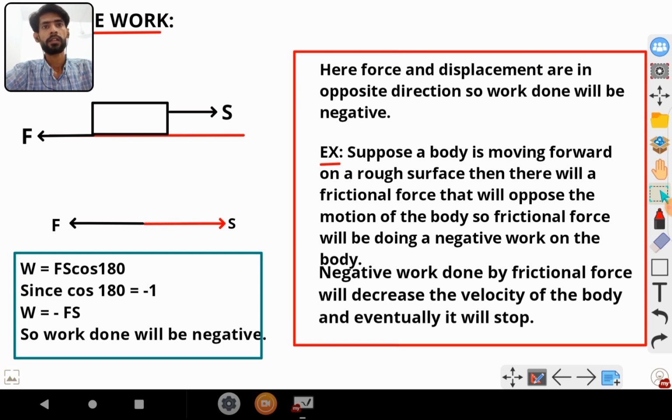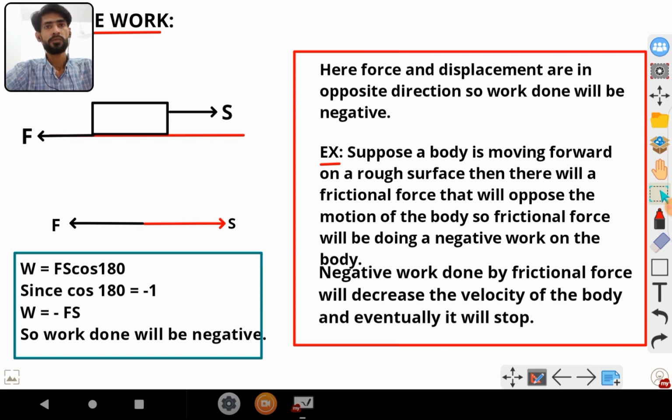In case of negative work done, as we can see in the diagram, displacement is happening in the forward direction and the force is applying on it in the backward direction. So the angle between force and displacement is 180 degrees since both are in the opposite direction. Now we can calculate the value of the work done, that is F into S into cos of the angle between them. Since displacement and force are in opposite directions, the value of the angle will be 180 degrees and the value of cos 180 will be equal to -1. So work done is equal to -Fs. Here work done will be negative. We can understand it better with an example.